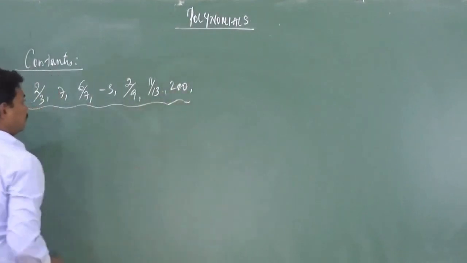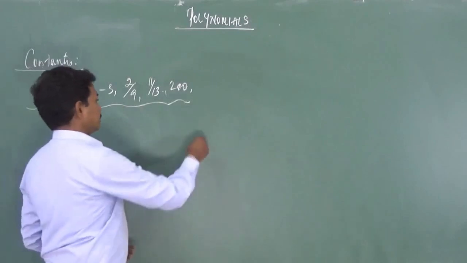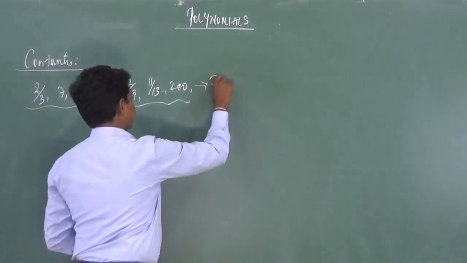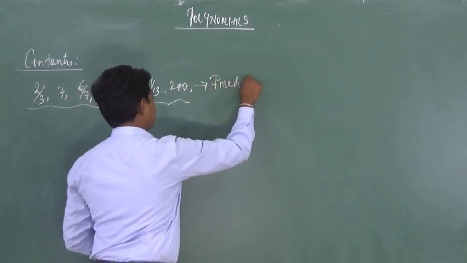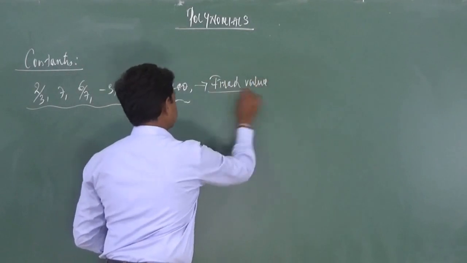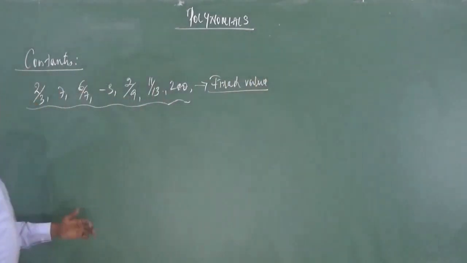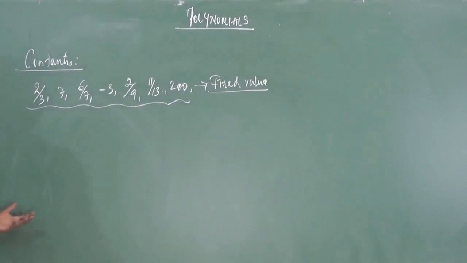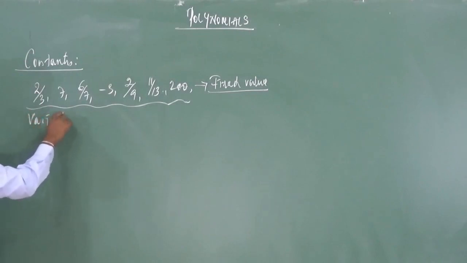They have a fixed value. What do constants mean? They have a fixed value. The value does not change. Now we come to variables.